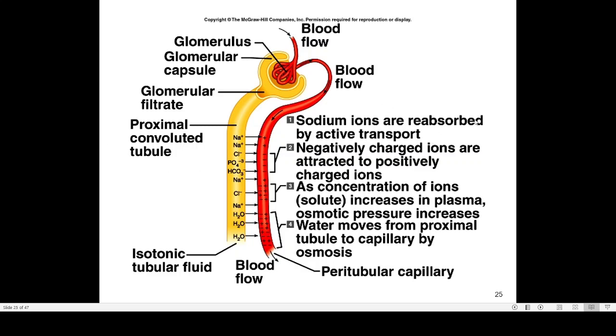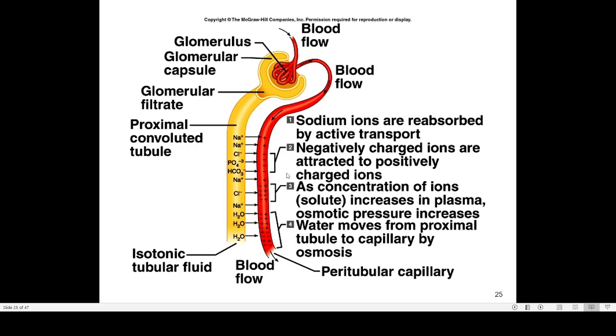Then certain negatively charged ions are also reabsorbed. Here you can see that this is the urinary tubule, and this is the blood vessel. Here you can see the sodium is moving out, that is, sodium is reabsorbed. Then you can also see that chloride ions are reabsorbed. Next, phosphate ions are reabsorbed. Then bicarbonate ions are reabsorbed. Then you can see that water is reabsorbed. So these are the various substances which are reabsorbed.